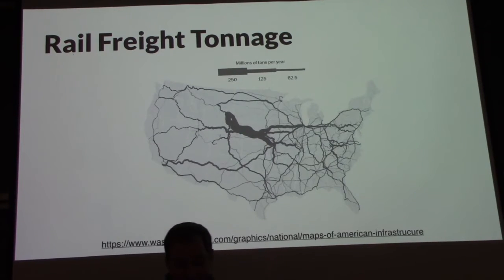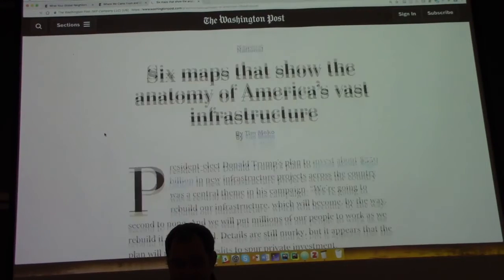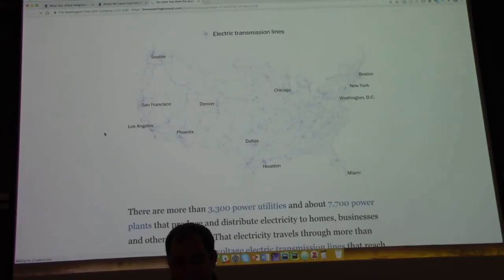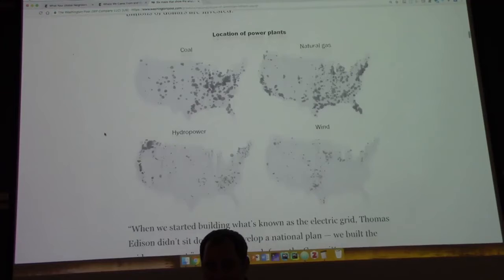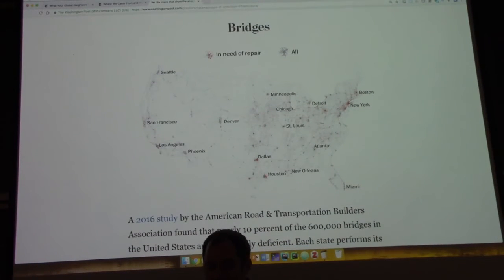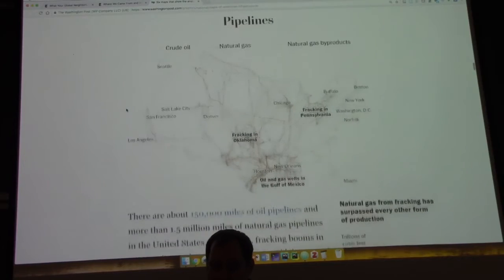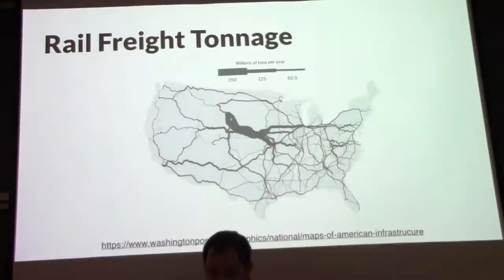This is from Maps of American Infrastructure, which is really a great piece in the Washington Post. There are a lot of interesting maps in here. I just picked the freight one because it's the only one that really does something with data, and the other one mainly shows us locations, like bridges in need of repair, and so on. So this is pretty informative. I recommend that you look through that.